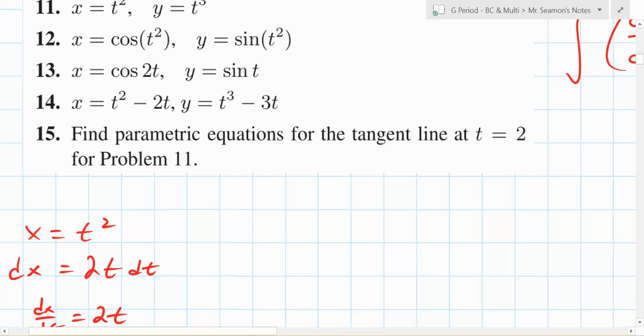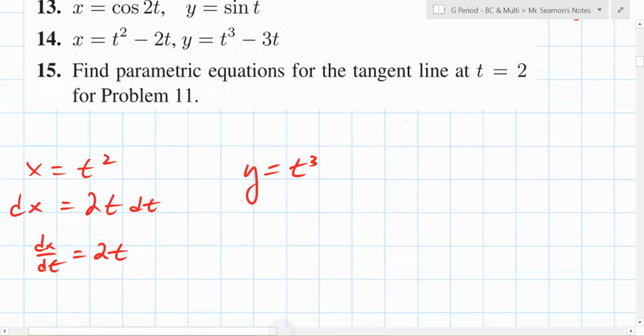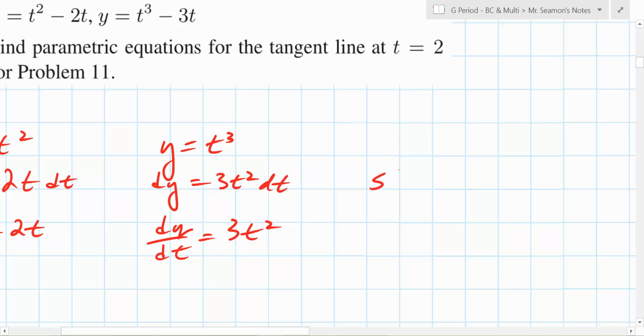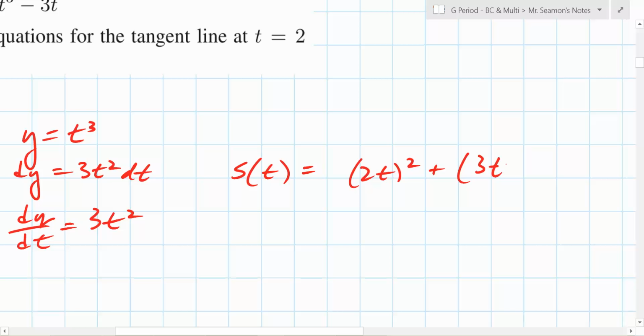Okay, so if y is equal to t cubed, is that correct? What's dy? 3t squared dt, right? So dy/dt is equal to 3t squared. So the formula for the speed at time t is going to be equal to the square root of (2t) squared plus (3t squared) squared, right?